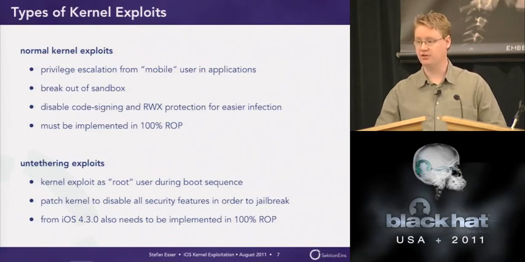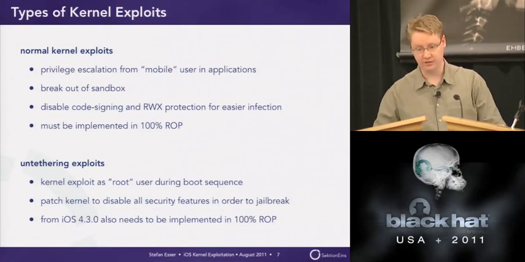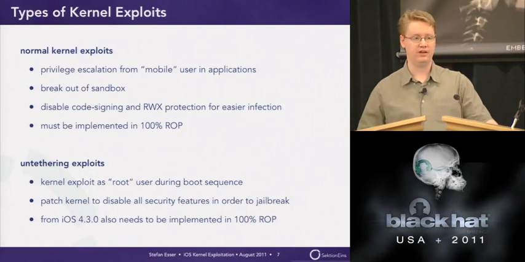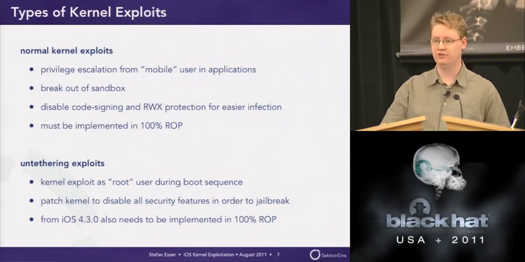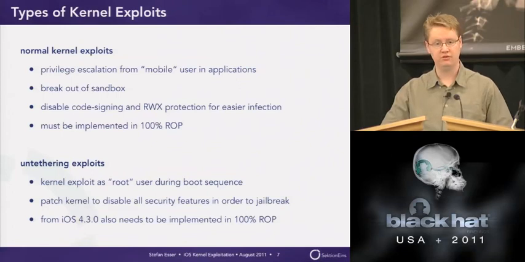Untethering exploits, on the other hand, are already running as root, and they only patch the kernel to disable the security features, so you again need memory corruption or code execution in the kernel. In the early days, you could use a short ROP payload and a sysctl command to disable some of the kernel protections, and then upload a binary and execute that. Since iOS 4.3.0, that's not possible anymore. The untethering exploits must be done 100% in ROP.